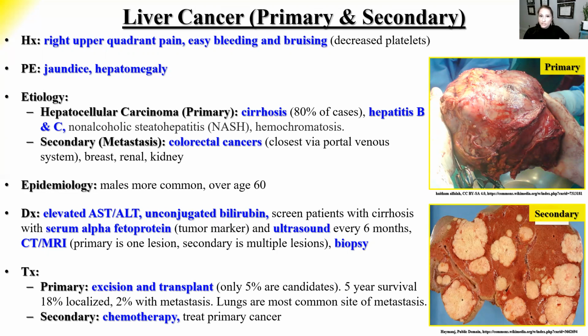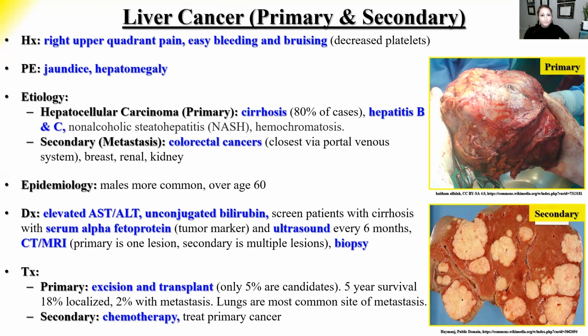CT or MRI will be definitive for this one. If you have one lesion, it's going to be a primary cancer, so coming from the liver itself. If you have multiple lesions, that tells us that it was a hematogenous spread from that portal venous system, and now you have all these little seedlings causing their own little tumors there. So that's metastatic cancer, would be multiple lesions. Definitive diagnosis for this is going to be a biopsy. We know that's always our definitive diagnosis.